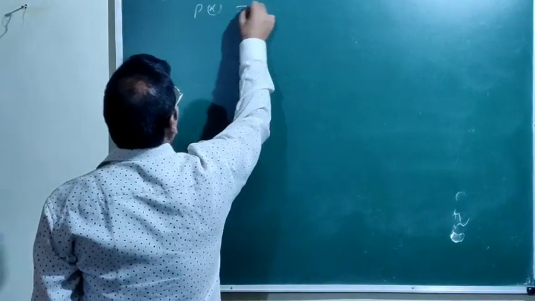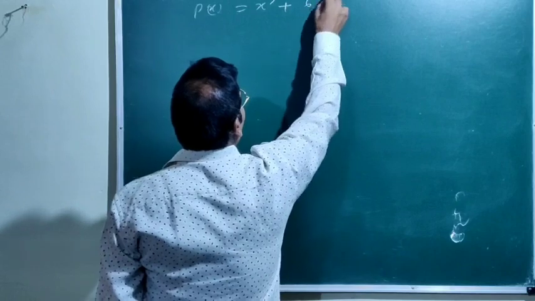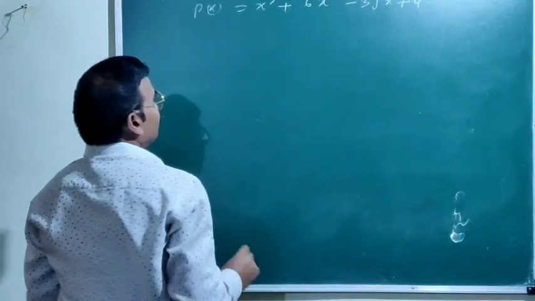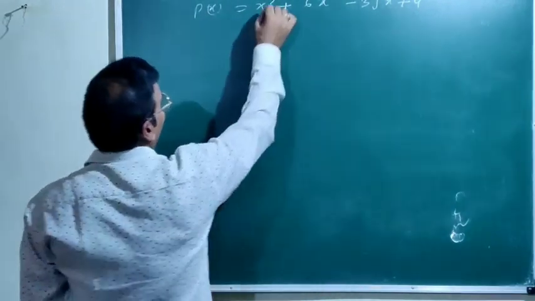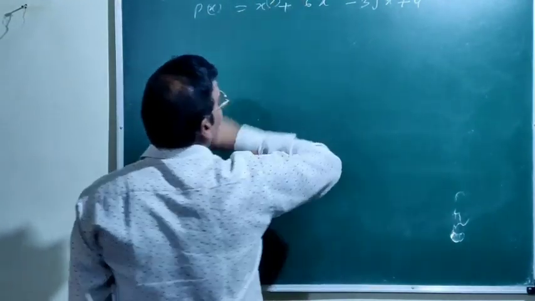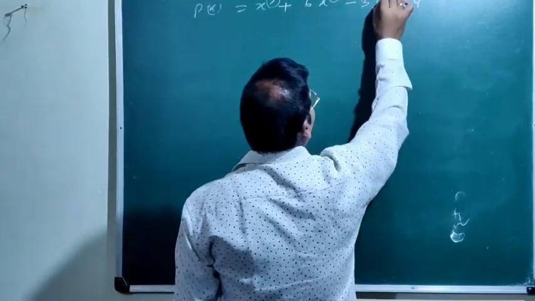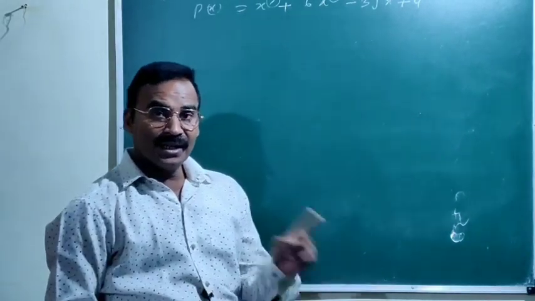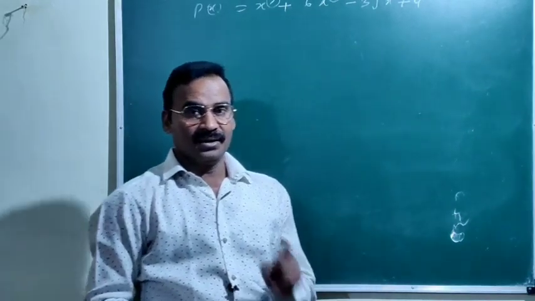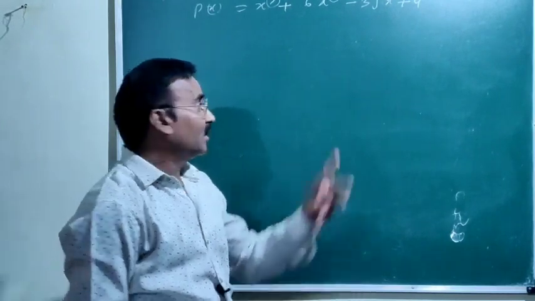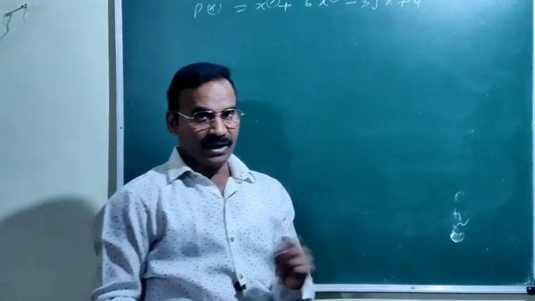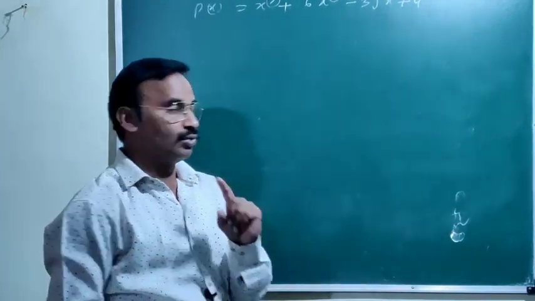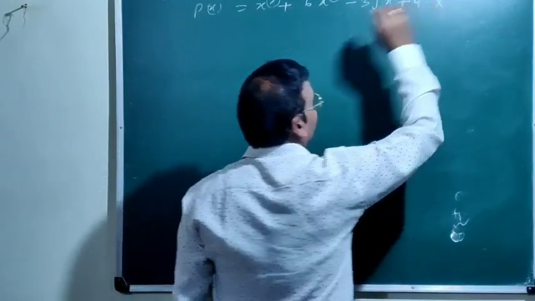If p(x) equals x cube plus 6x square plus 3 root x plus 4, is p(x) a polynomial? Let us see here. Positive integer. Now here the third term, the power of x is a non-integer, but to be a polynomial the power of the variable must be a positive integer. Okay, so this is not a polynomial.